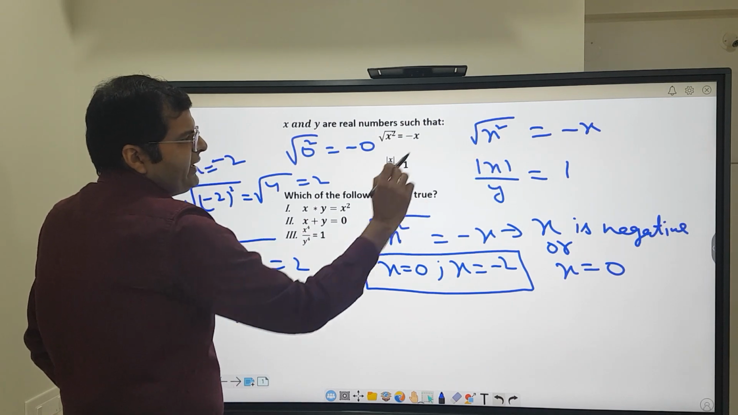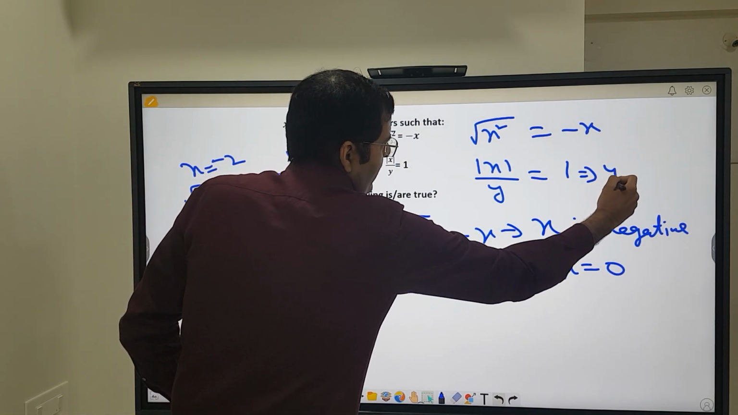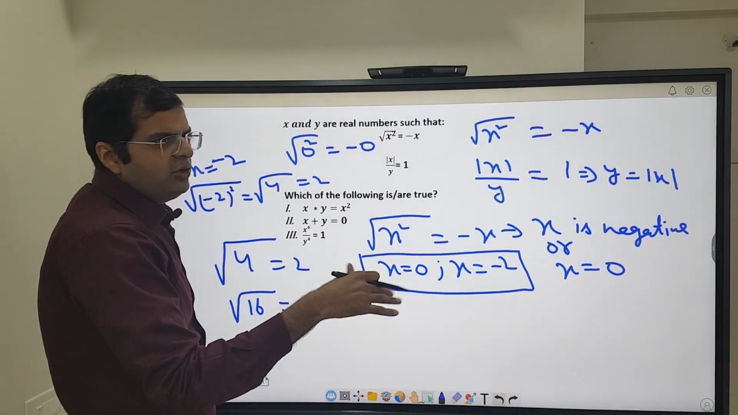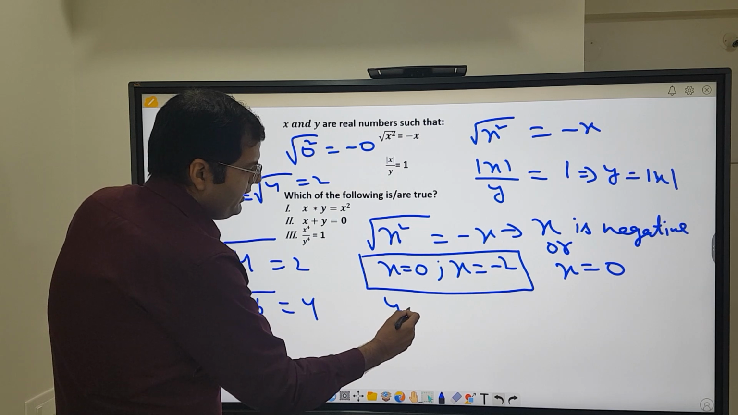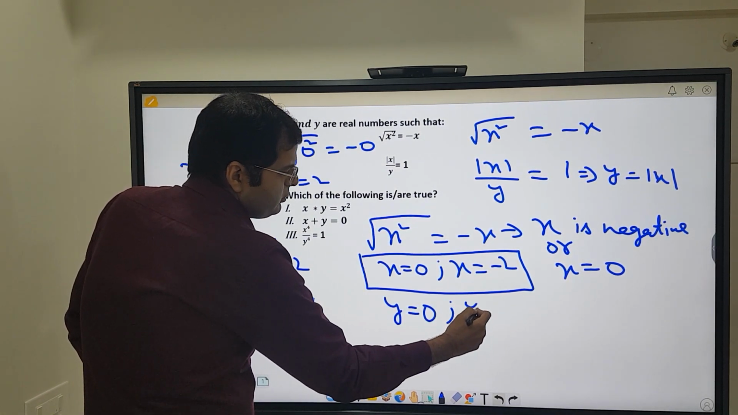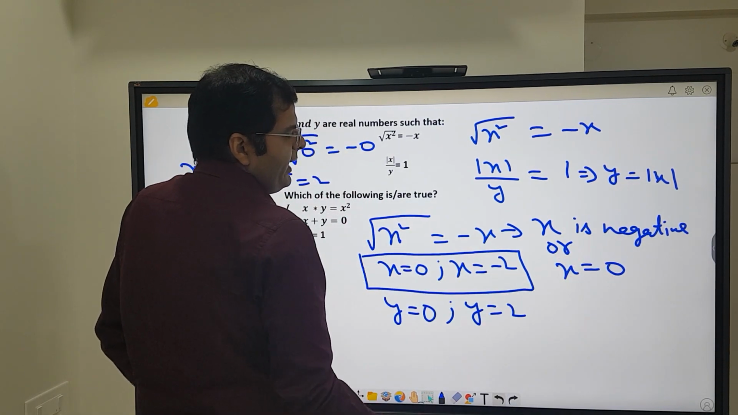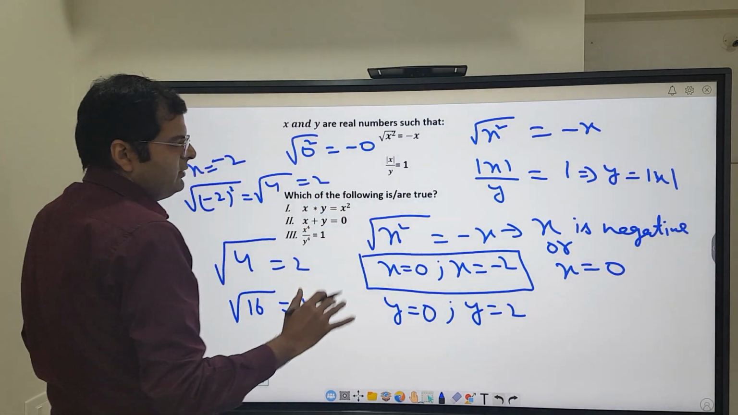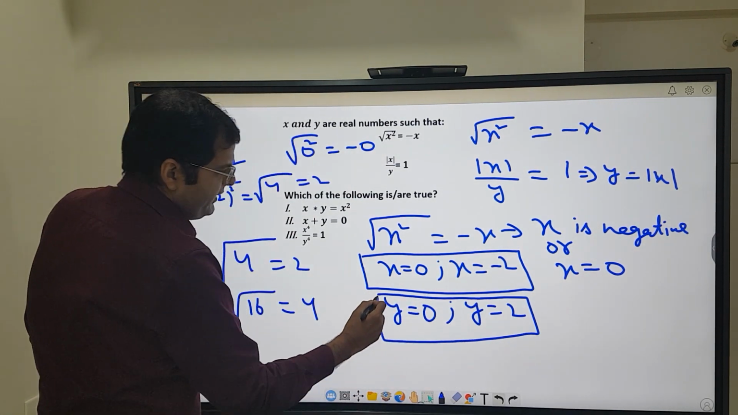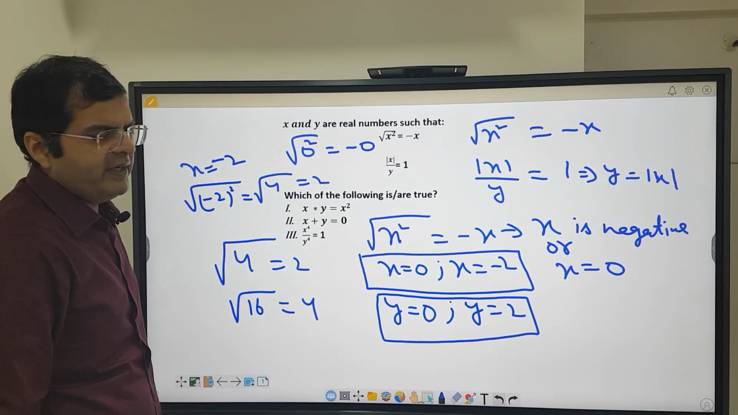In the second scenario, I get mod of x upon y equal to 1. So from here, I get y is equal to mod x. So y is either 0 or positive. When x is 0, I get y as 0. And when x is minus 2, I get y is equal to 2. Now I have this situation: when x is 0, y is 0, and when x is minus 2, y is 2. We'll see which of the statements these satisfy.